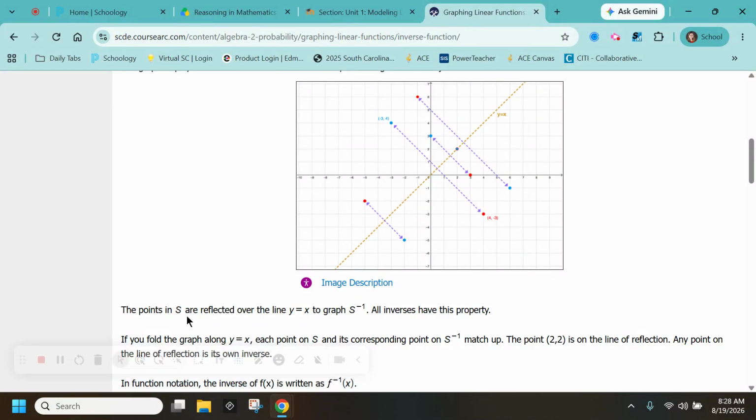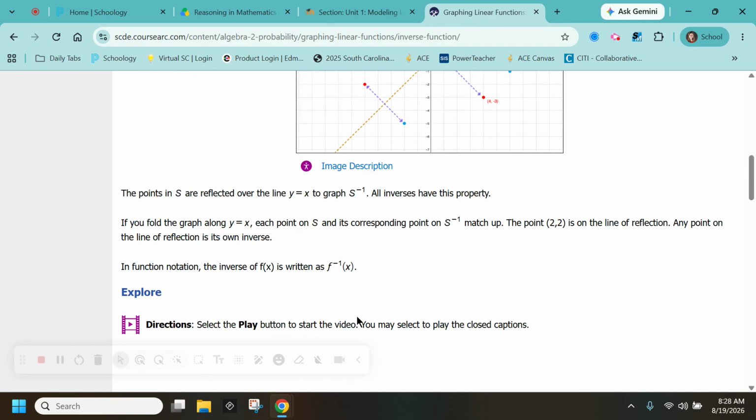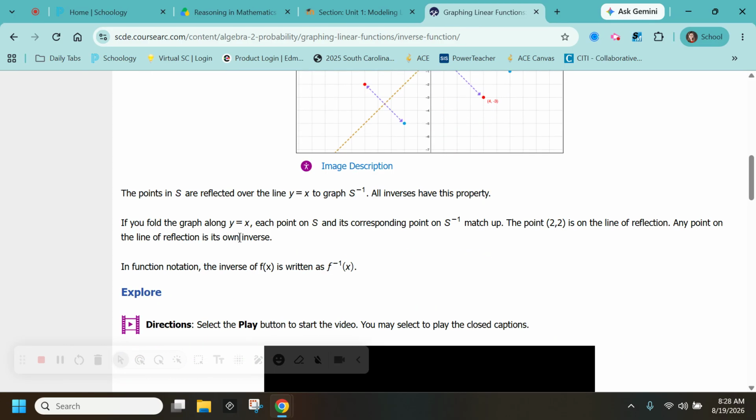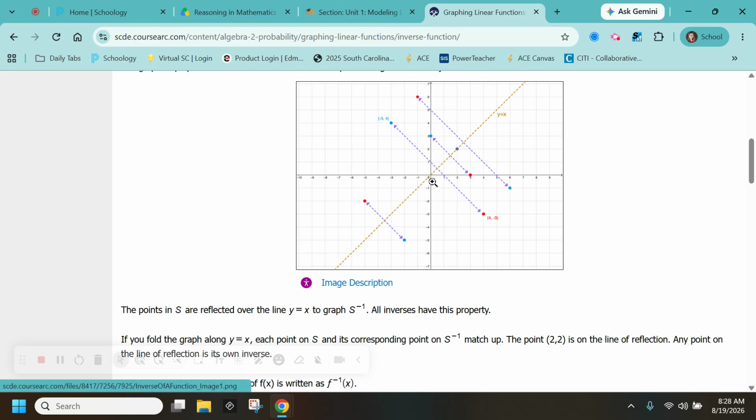The points S are reflected over the line y equals x to graph the inverse of function S. All inverses have this property. So if you fold the graph along the line y equals x, each point on S and its corresponding point on the inverse match up.